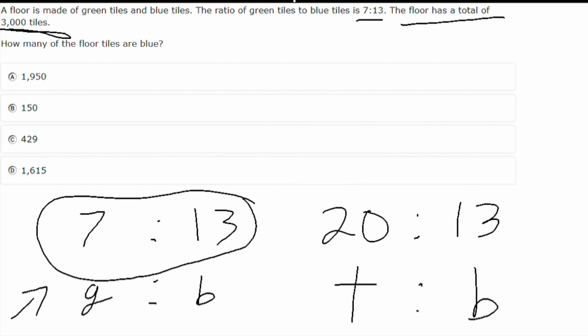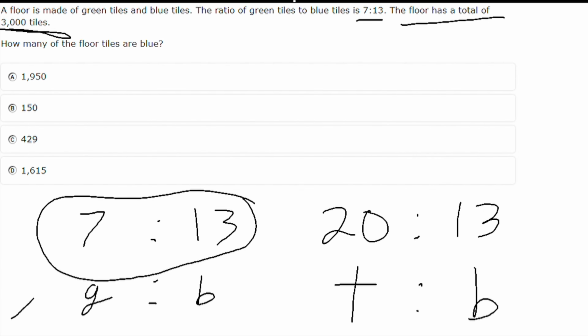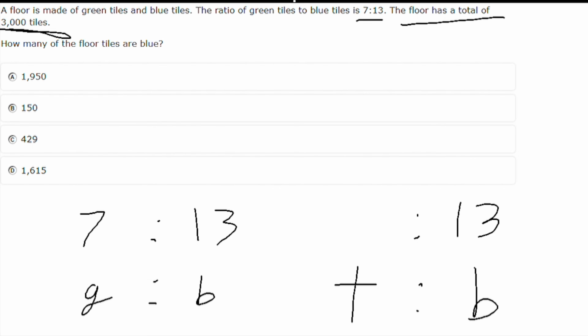All right, so let's say we had 2 sets of our ratio. So we have 26 blue tiles. Remember, if we multiply the blue tiles times 2, we have to do the same thing to the green tiles. 7 times 2 is 14, right? 14. So now if we add up this total, 26 plus 14 gives us 40. And if you notice, 40 is a multiple of 20. So that's how we know that our ratio works.